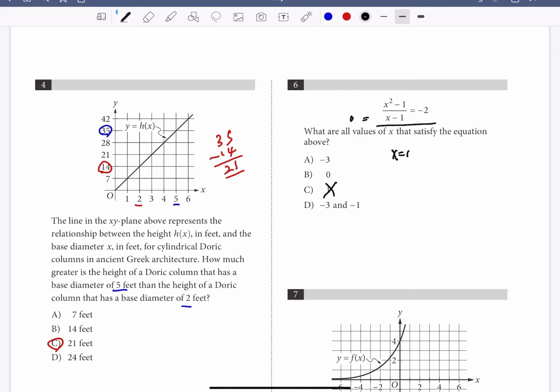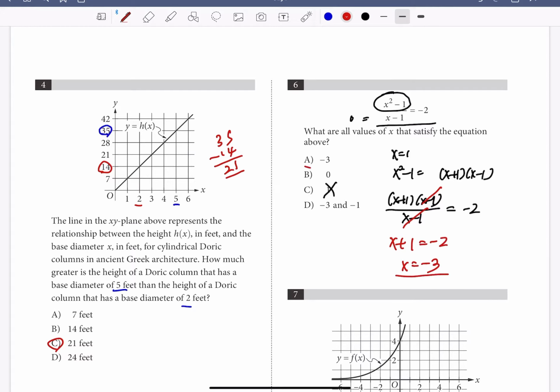you can plug in the remaining numbers for x, or just factor the numerator, because the numerator is factorable. x squared minus 1 is x plus 1 times x minus 1. Use this, x plus 1 and x minus 1 in the numerator. The denominator is x minus 1, equals negative 2. These two cancel out. So the remaining equation is x plus 1 equals negative 2. x equals negative 3. So A is the answer.